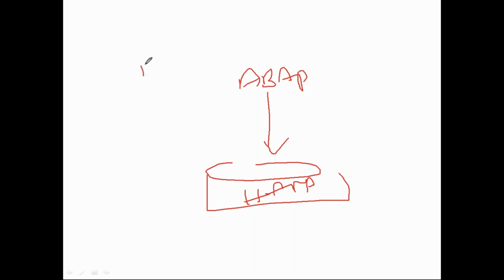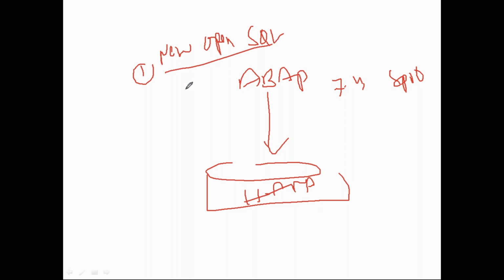As part of 7.4 and service pack 06 and above, at ABAP level there is something called new OpenSQL. As part of new OpenSQL, I can write case expressions along with my select, date functions, time functions, arithmetic functions. Simply, whatever we did earlier using HANA SQL can now be done through new OpenSQL. So HANA SQL is not required, because I can do it through OpenSQL, which is an ABAPer's favorite SQL.